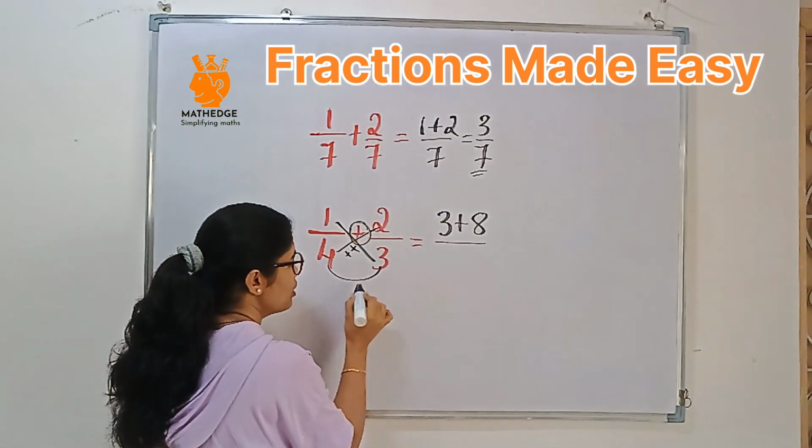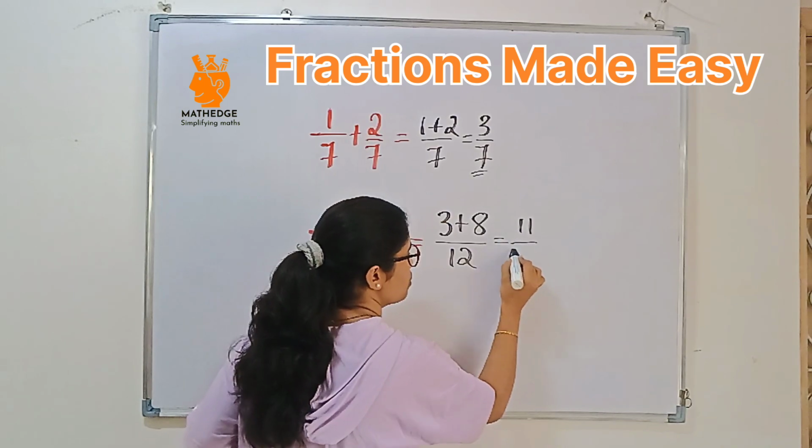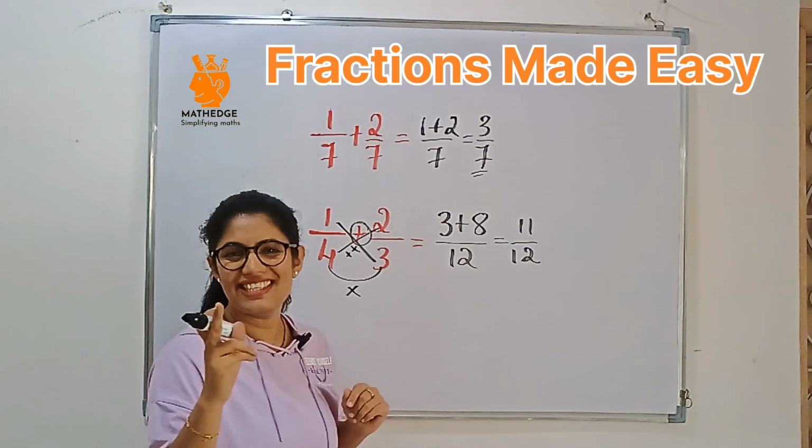And multiply the denominators. 4 3s are 12. So 8 plus 3 is 11 over 12. See, no LCM, no confusion. So we just did it in seconds.